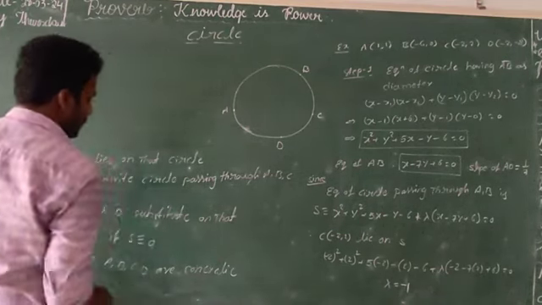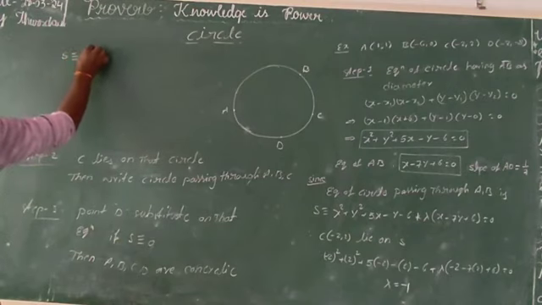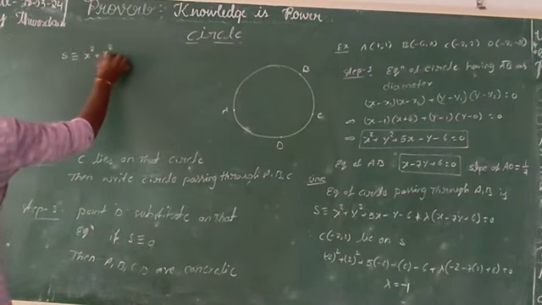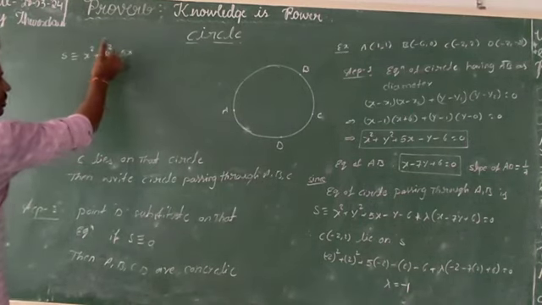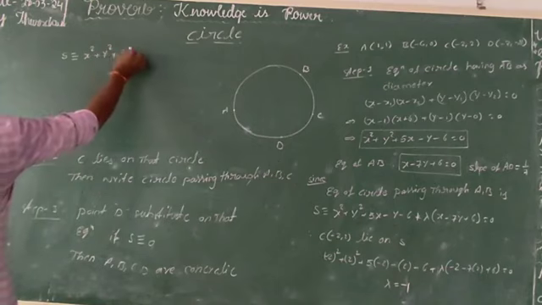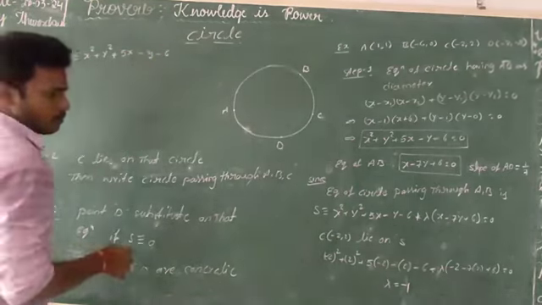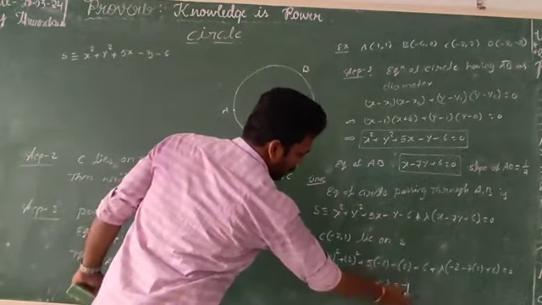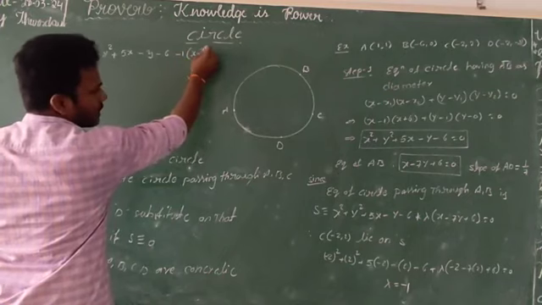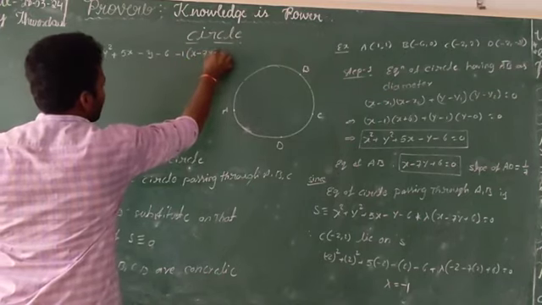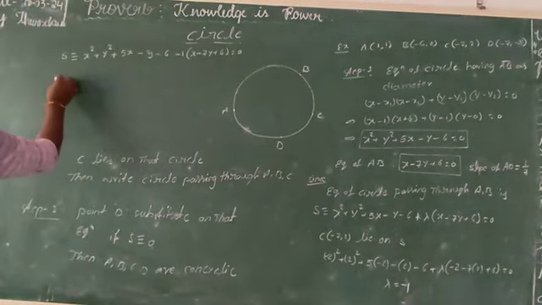What is the equation I am getting here? S is x square plus y square minus 5x plus 5x minus y minus 6 plus lambda, where the lambda value is minus 1. That's why minus 1 of x minus 7y plus 6 equal to 0. So now rewrite again this one.